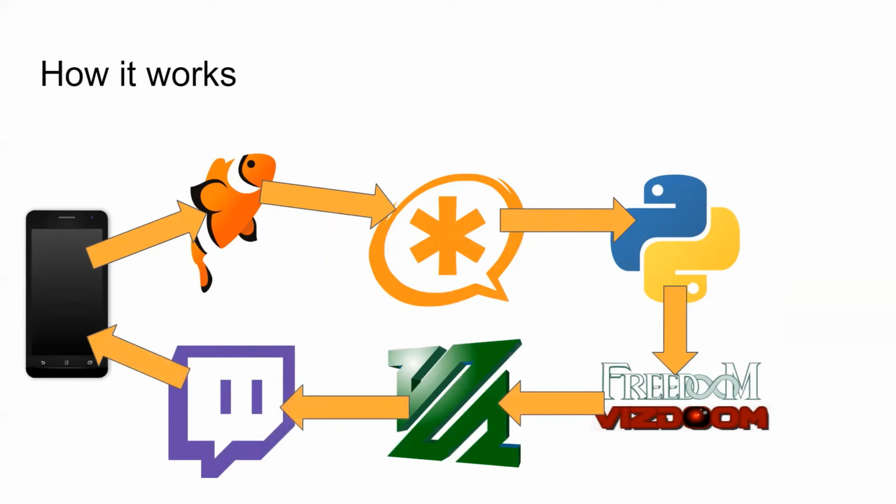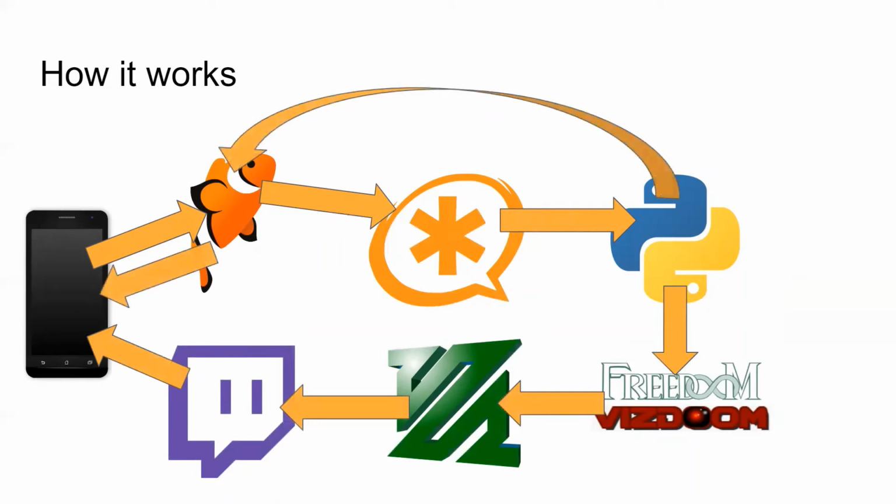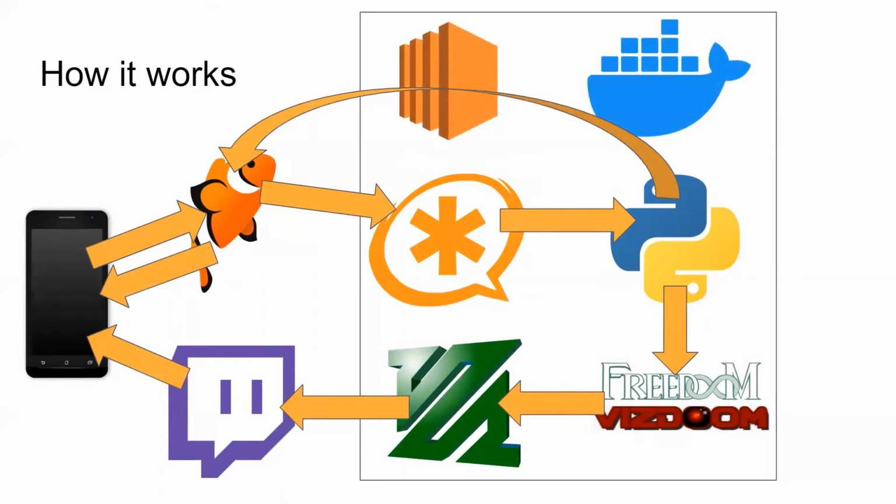Now, at the point that I dialed into this phone number, my Python code also sent via Simwood an SMS back to my phone, telling me the URL to go to look at the Twitch stream. And then all of this stuff is running in EC2 and under Docker, which makes it really easy to deploy.